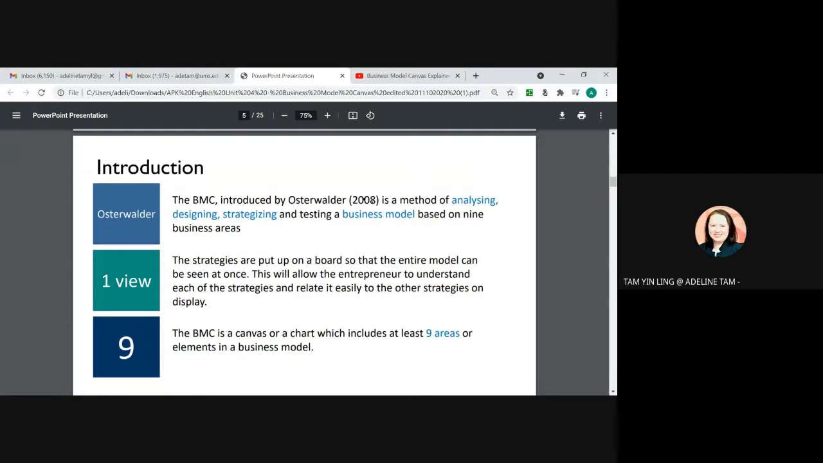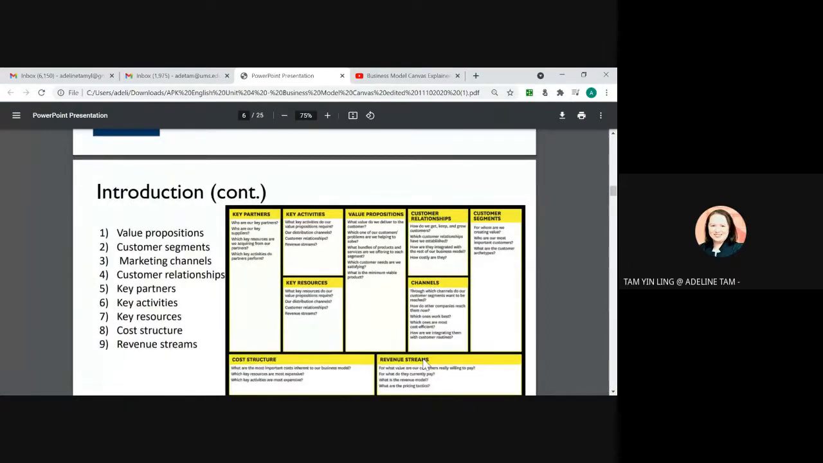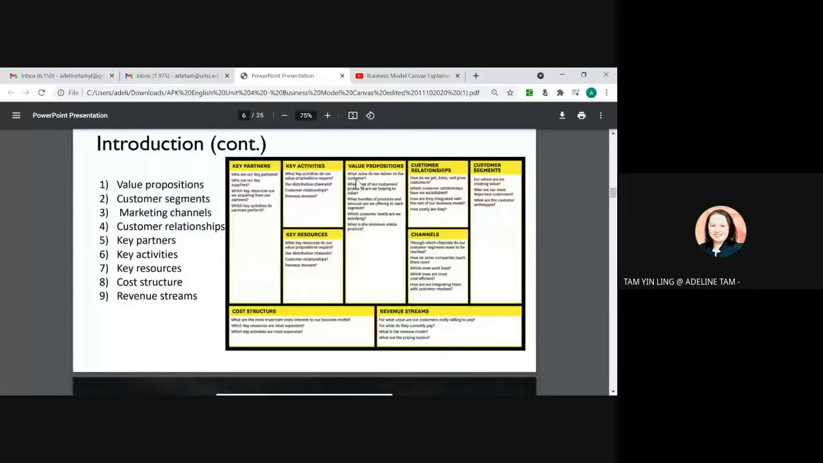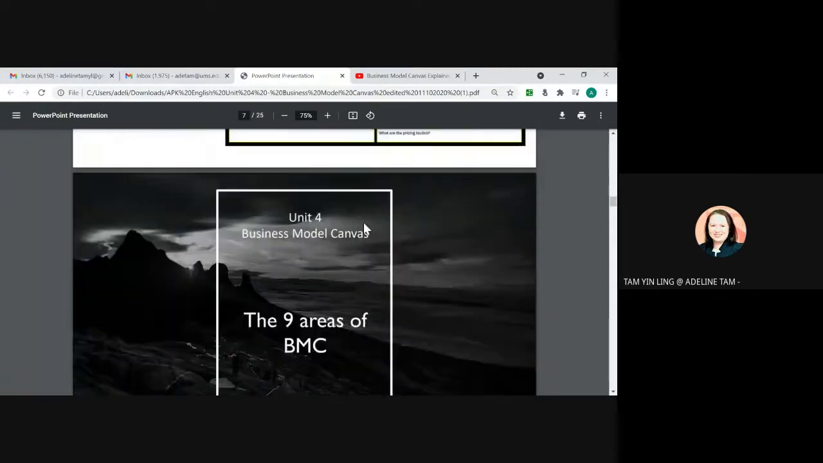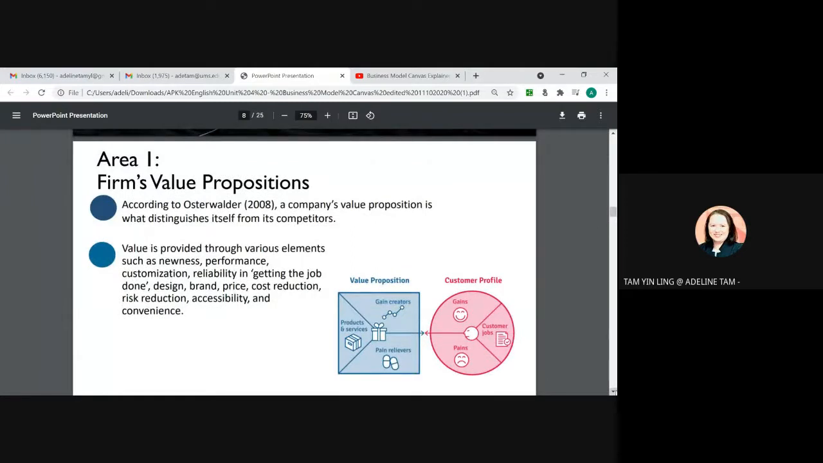So the good thing with the business model canvas is you can have all the nine areas together in one view, like you can see just now. So we have nine areas in a business model canvas. Later you can read it one by one, the important questions. For example, the first or the most important area is value proposition. This is in the center, the middle one. So normally when we present, we start with this value proposition because this is one of the most important.